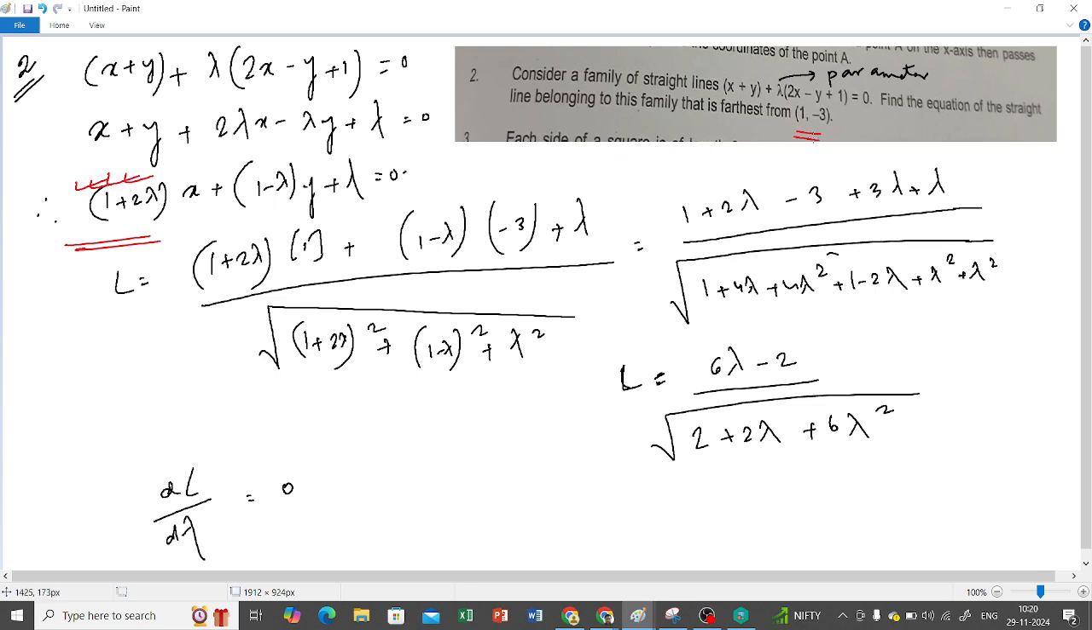Now you know how to find the distance between a point and a straight line. So look, putting 1 in place of x: 1 plus 2 lambda into 1, plus 1 minus lambda into minus 3 in place of y, plus lambda, whole divided by root over square of the coefficient of x, 1 plus 2 lambda whole square, plus square of y's coefficient, 1 minus lambda whole square, plus lambda square. On simplifying I am getting this.